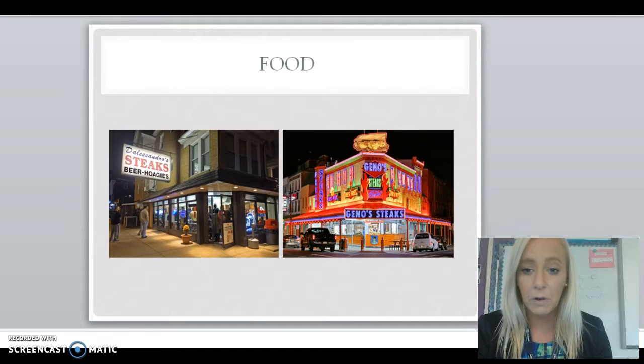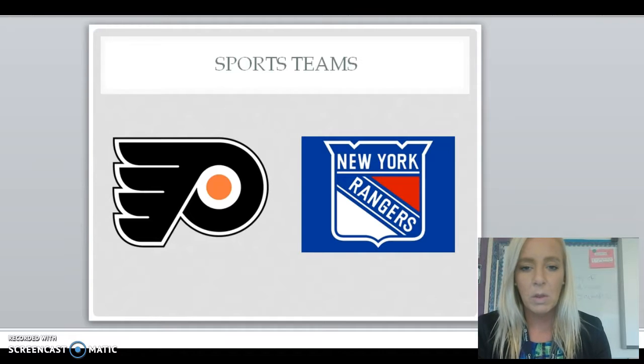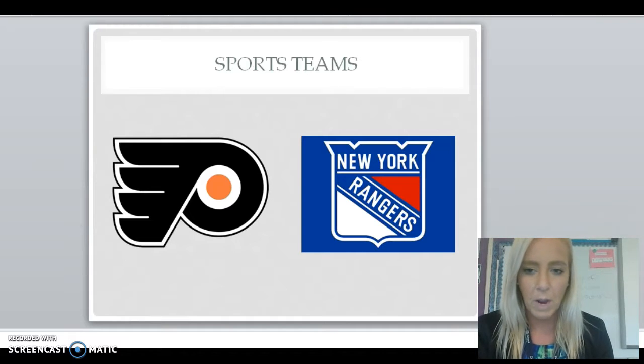We tend to compare food. One type of food place might be better than the other type of food place. In my opinion, D'Alessandro's is so much better than Geno's. Sports teams. A lot of people like to argue, but when they argue, they compare sports teams. They might think one sports team is better than the other, or they might think less of a certain sports team. No comments here.